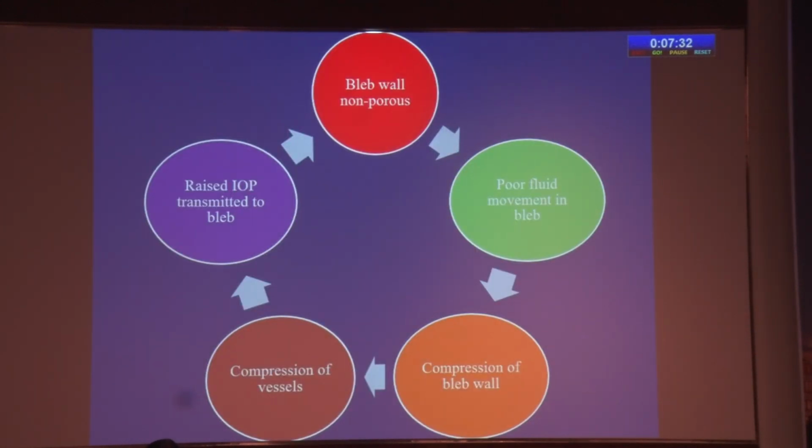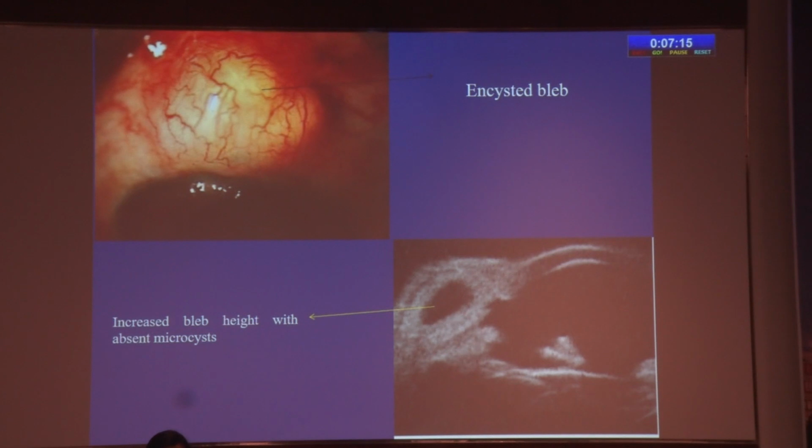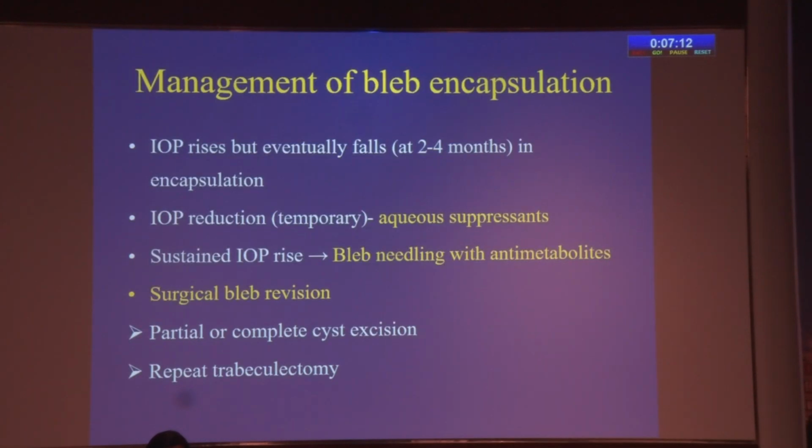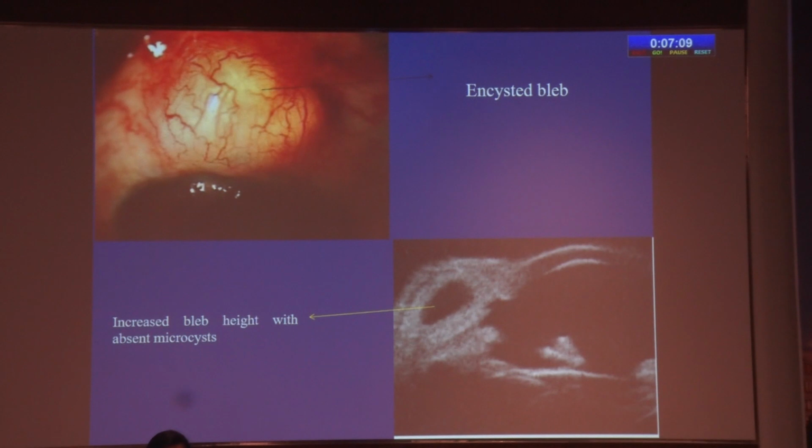So just to have a look at that colorful circle that we have here, the bleb wall is non-porous, causing poor fluid movement in the bleb. That leads to compression of the bleb wall, followed by compression of the vessels, and finally raised intraocular pressure transmitted to the bleb. So if you have a look at this, the encysted bleb that you see out there. Many of us have seen it in our practice over time, and the increased bleb height with absent microcysts that you see in the UBM.